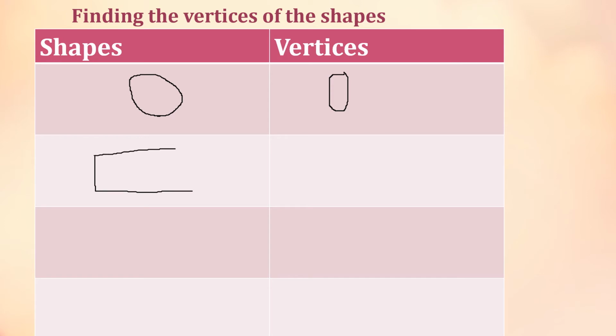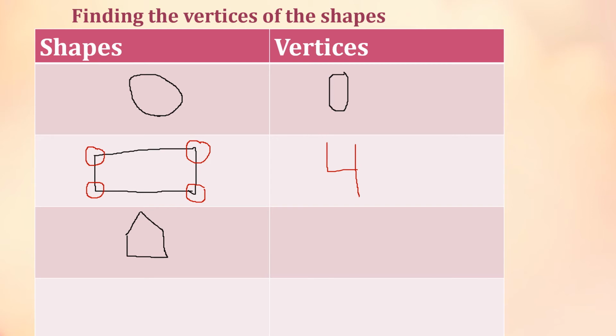What shape am I drawing? If you said rectangle, you're correct. So let's see how many vertices this has. So we notice that we have two lines meeting, so that will be one vertex. Then we have another one here, so that will be two. Then another one here, three, and four. So this means that this shape has four vertices.